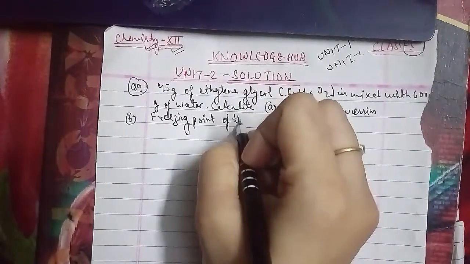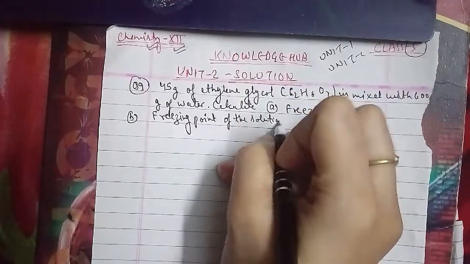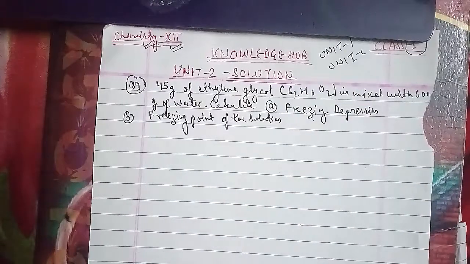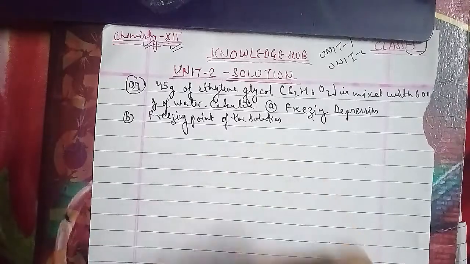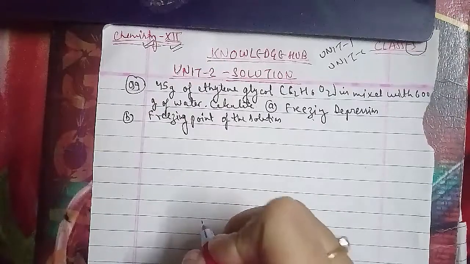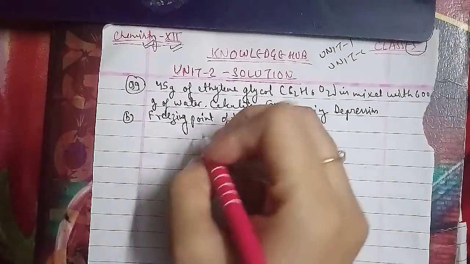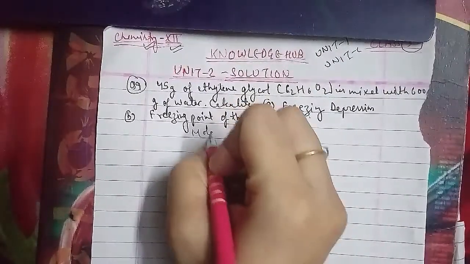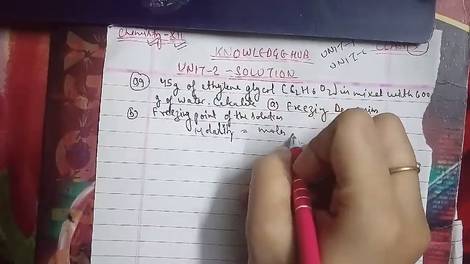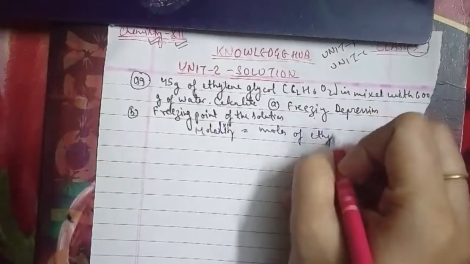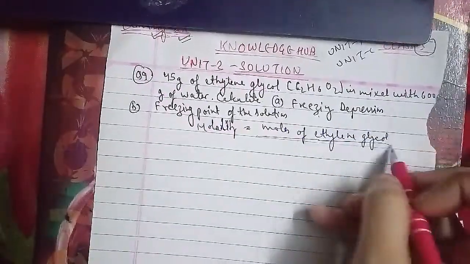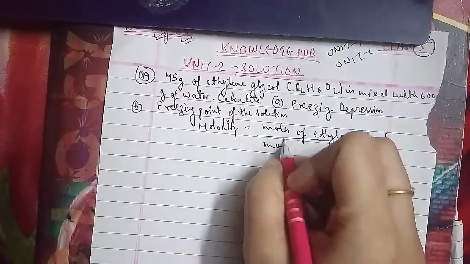So with this we'll go ahead. Here the depression in freezing point is related to the molality. Therefore, the molality of the solution with respect to the ethylene glycol: molality equals moles of ethylene glycol upon mass of water in kilogram.